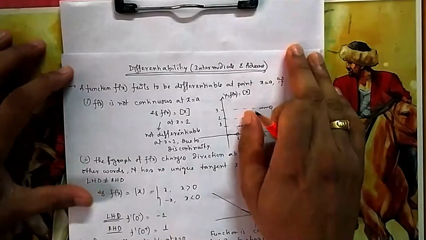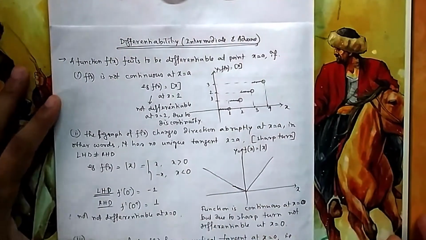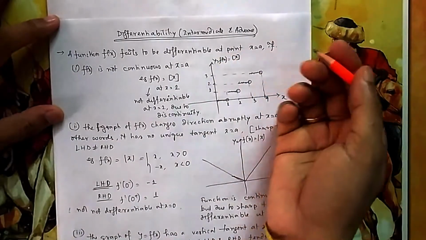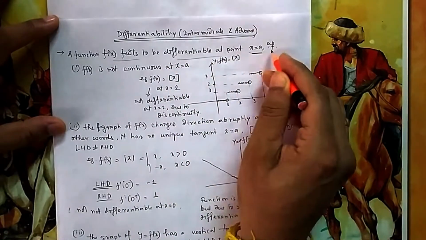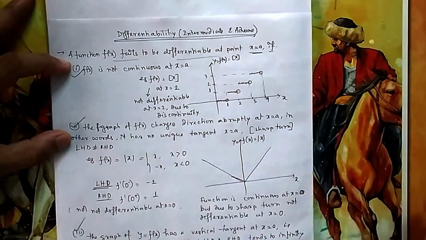Okay, so in differentiability for the intermediate and advanced portion, let's understand graphically what differentiation means, or what a function being not differentiable means to us. A function f(x) fails to be differentiable at a point x equal to a if there are three conditions. In these three conditions it may fail to be differentiable.